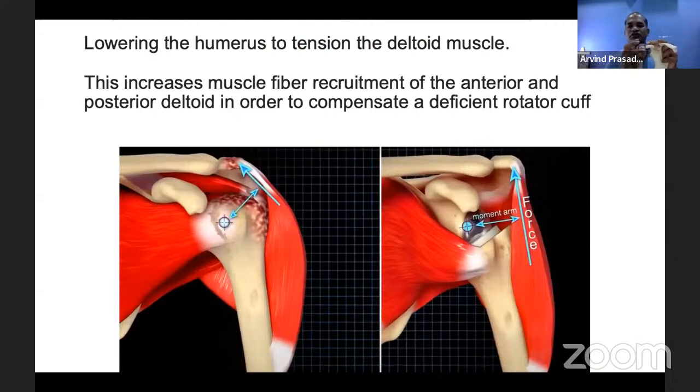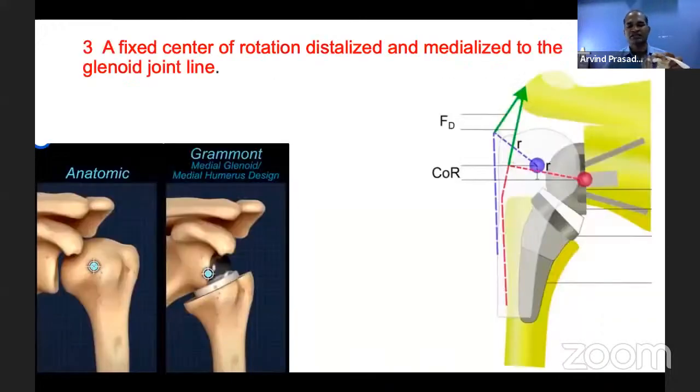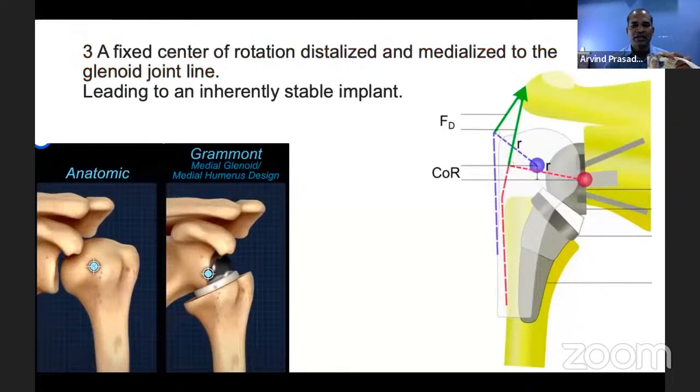So all the deltoid acts as an abductor of the humeral head. So this compensates for the deficiency of your rotator cuff. Next is the third principle: the center of rotation becomes medial and distal. So this medialized and distalized center of rotation gives a stable implant. So the joint becomes much more stable than the natural joint.